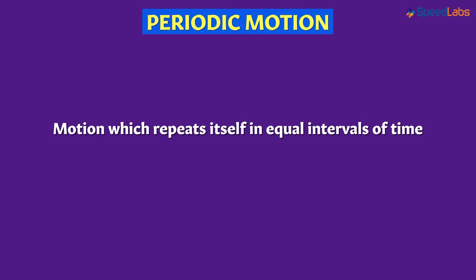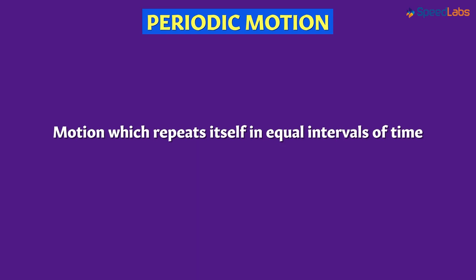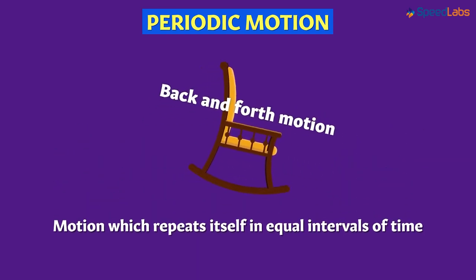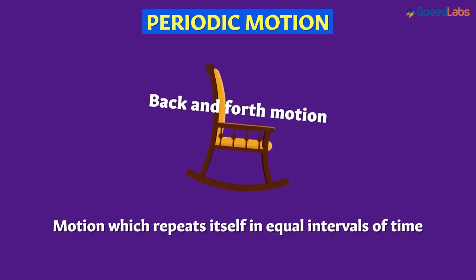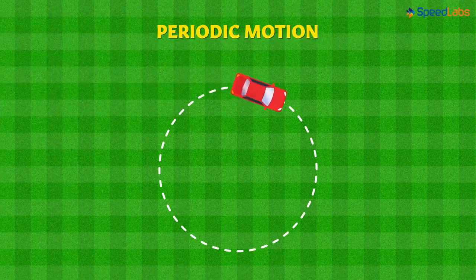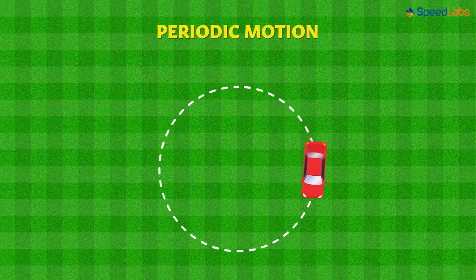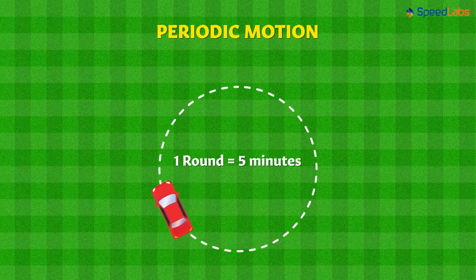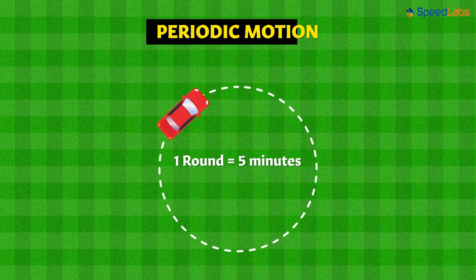The simplest example of this type of motion that I can give you is that of a rocking chair. It repeats the back and forth motion in equal intervals of time. Another example that I can think of is some vehicle moving along the circumference of a circle. Assume that it covers each round in 5 minutes. Then we say that it's performing periodic motion.